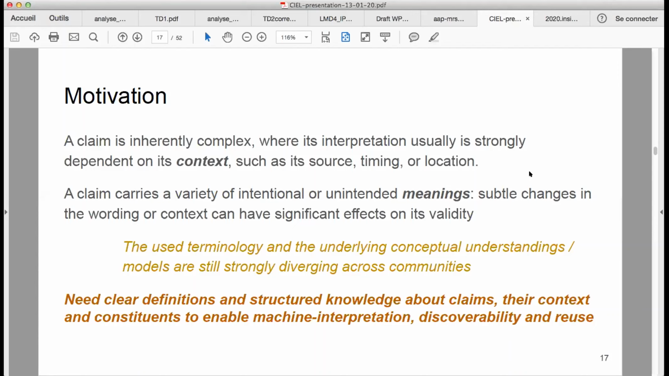We see that the used terminology and the underlying conceptual understandings of claims strongly diverge across the different communities. Therefore, there is a need for clear definitions and some kind of structured knowledge about online discourse data, in particular about claims, their contexts, and the different parts that constitute them. Hopefully this will enable some kind of machine interpretation and improve the discoverability, retrieval, and reuse of these rich resources.